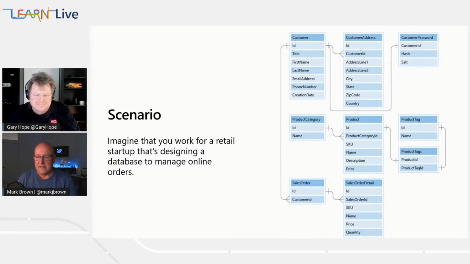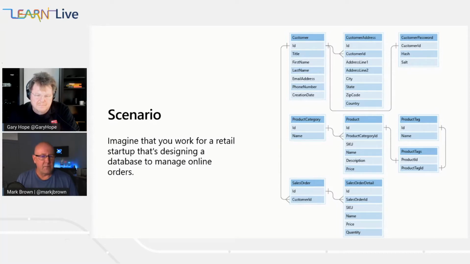So let's go through each of these entities. We've got a customer table here, and that's got some name and email address, phone number, and then a one-to-many relationship to another table called customer address, where you would have multiple addresses that you would ship to, maybe billing address, that sort of thing. You've also got one other customer table, that's customer password, and that has a one-to-one relationship with the customer table there. Next up, we've got our product tables.